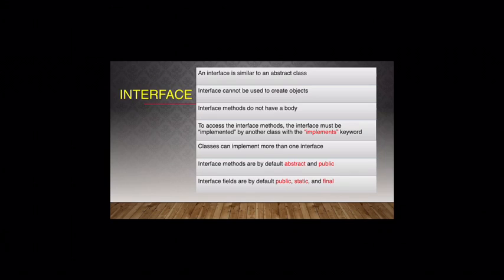Classes can implement more than one interface, and that's one main difference, right? Classes can only extend one abstract class, but with interfaces you can implement many different interfaces. And interface methods are going to be by default abstract and public. Interface fields are by default public, static, and final.